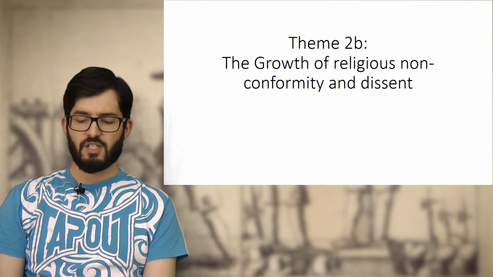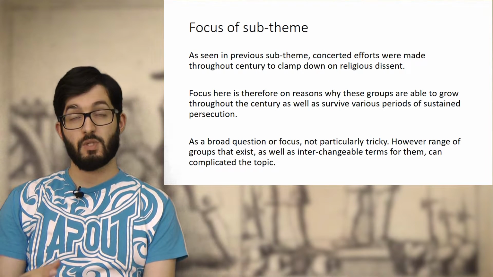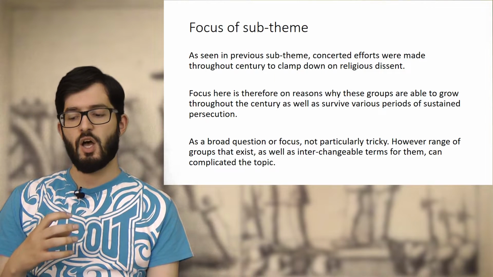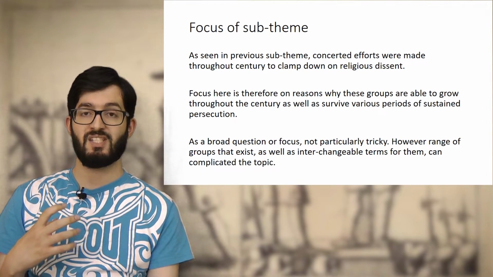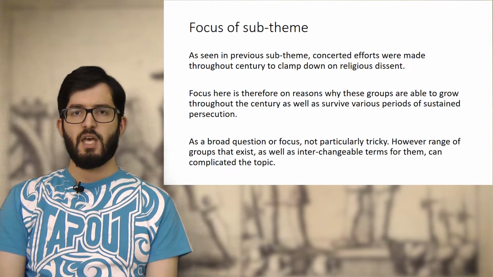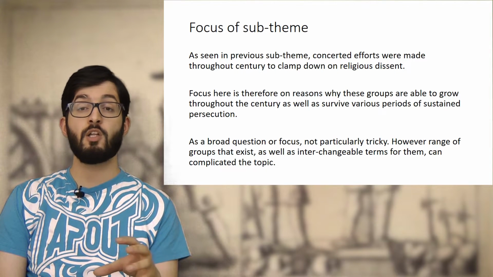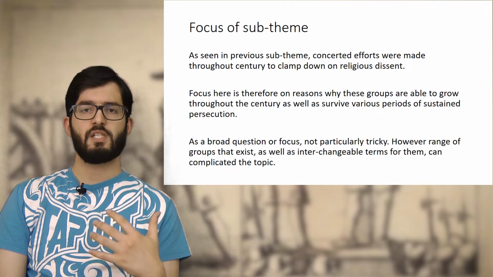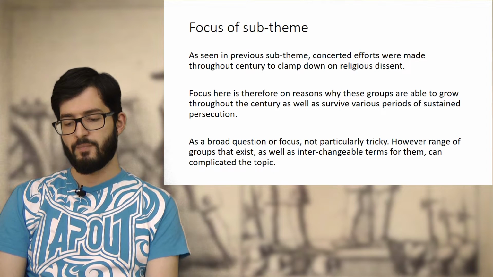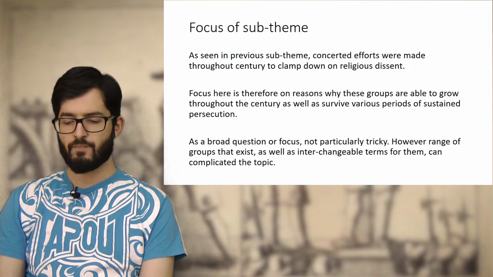So the focus of the previous theme was discussed in quite a few different ways: the ways in which the government or the church attempts to clamp down on religious dissent throughout the century. And so the focus of this second sub-theme is on the reasons why ultimately that clampdown really was a failure, or why, despite the clampdown, there was still a survival of dissent, and actually in many ways a growth of dissent throughout the century. Despite there being these various different periods of sustained persecution.